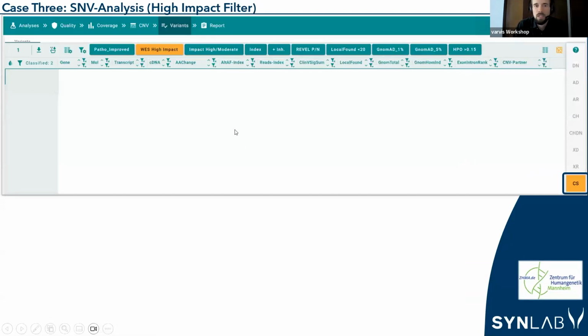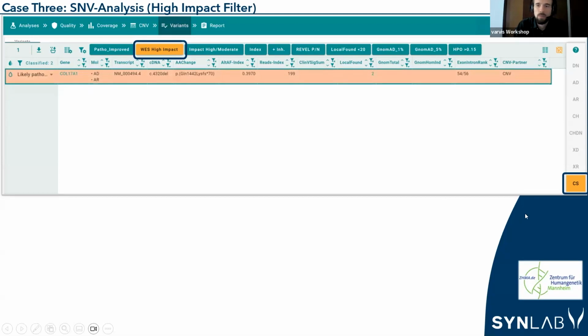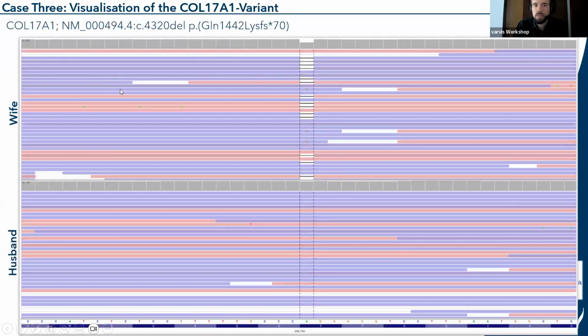But this was not the end of the case, because we also looked for high impact variants, which could be frame shifts, nonsense variants, or splice variants in the canonical splice site, for example, but also some others. And when we turn on this filter plus the carrier screening inheritance filter, we found a variant in the COL17A1 gene, and then when we looked at the alignments, we could see that only the wife carried this variant, while the husband didn't carry this variant.